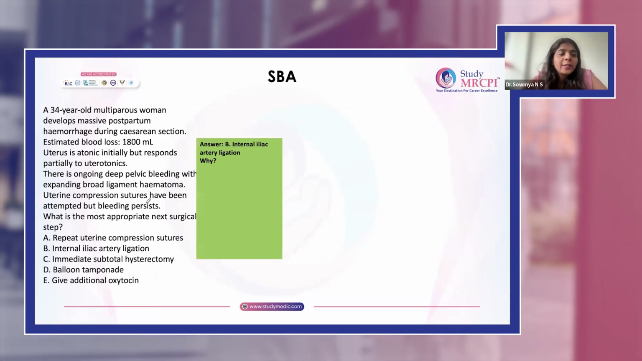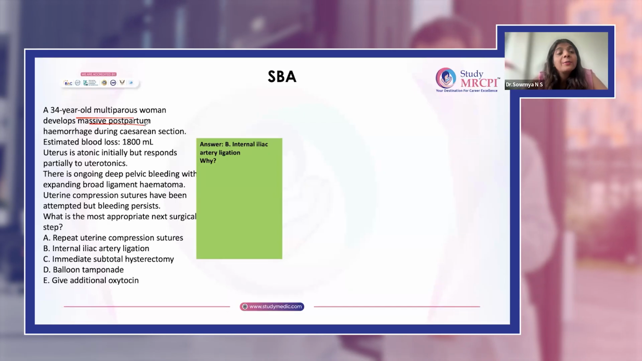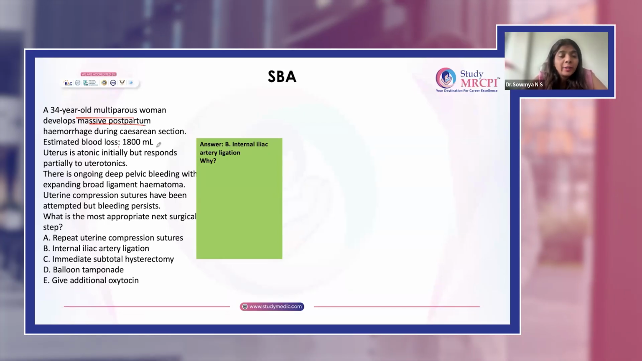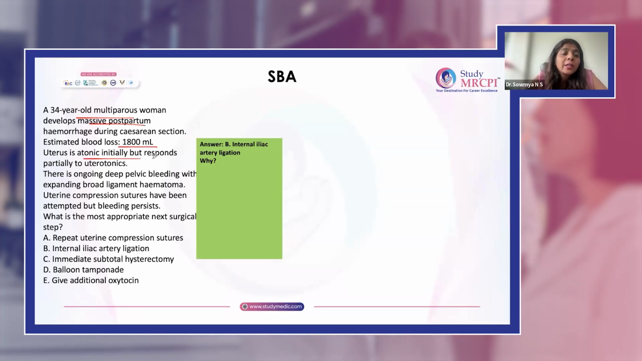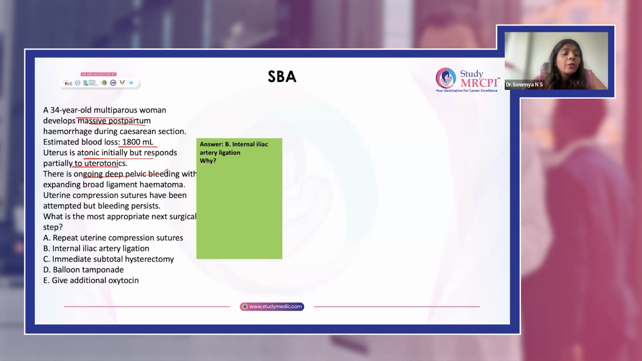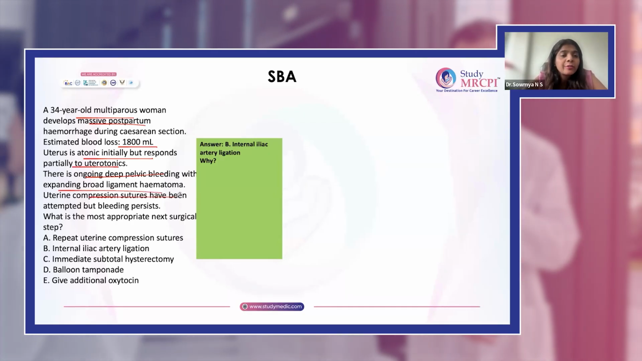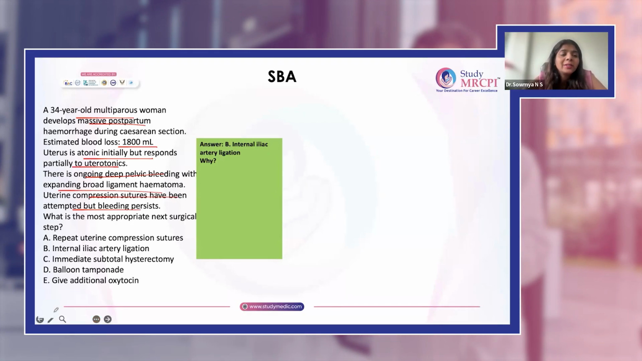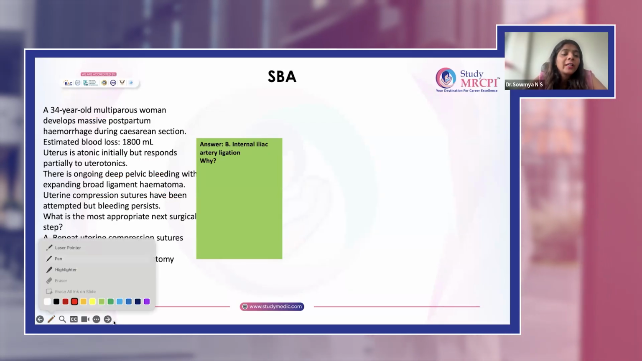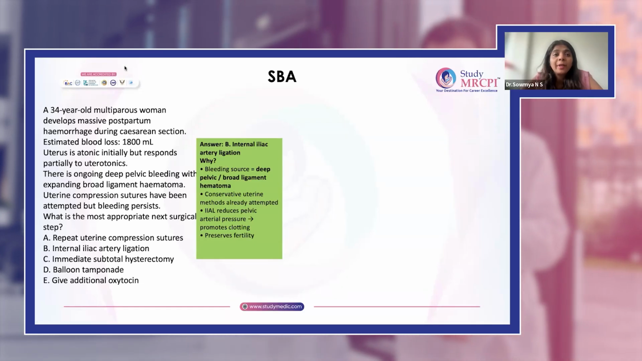I've already given you the answer, but let's see what the question is. A 34-year-old multiparous woman develops massive PPH during CS, blood loss 1800, uterus atonic initially but responds partially to uterotonics. There is ongoing deep pelvic bleeding with an expanding broad ligament hematoma. Uterine compression sutures have been attempted, but bleeding persists. So obviously, you go for internal iliac artery ligation, because there is a broad ligament hematoma.